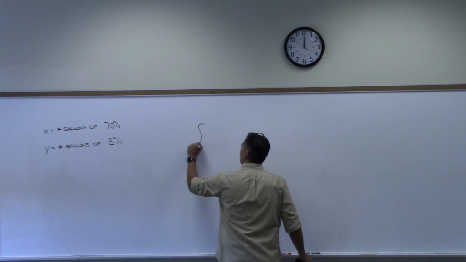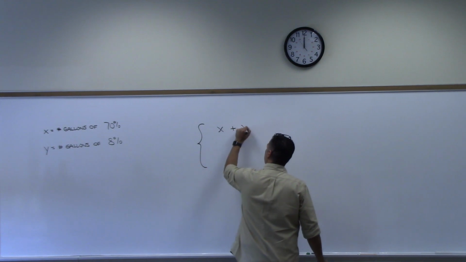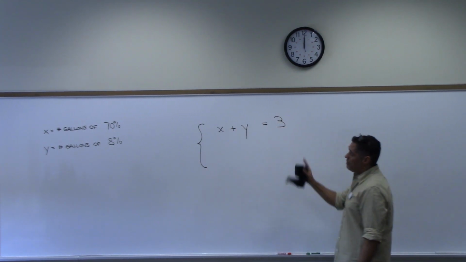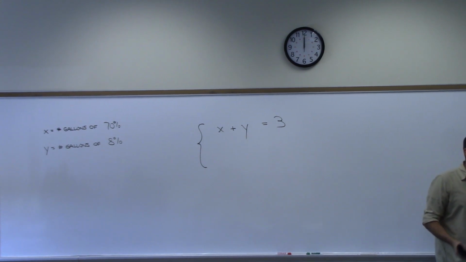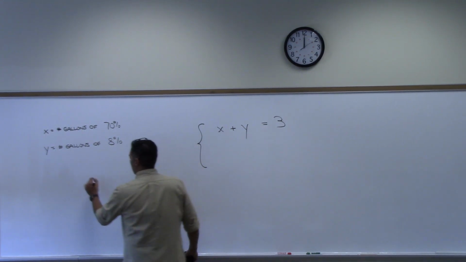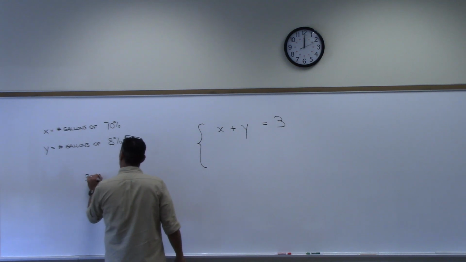Let's see. What can you tell me about x plus y? That has to be 3, right? The number of gallons of the x plus the number of gallons of y, that has to be 3 because I told you it needs to be 3 gallons. Then you have to figure out what you want at the end, right? At the end, you want 3 gallons of how much percent?